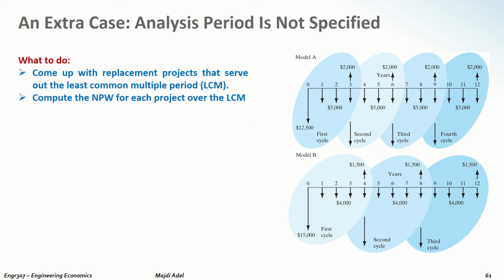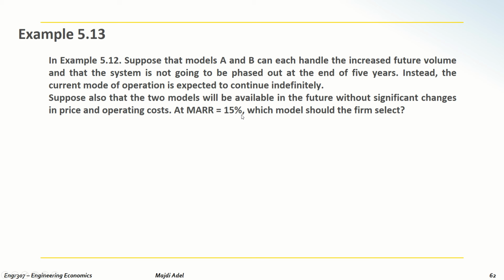Let's consider the mailing company example. If you remember, we have two models, model A and B. Model A will serve for 3 years, model B serves for 4 years. Model A costs $12,500, I think. Model B costs $15,000. Now let's assume that the analysis period is infinite.